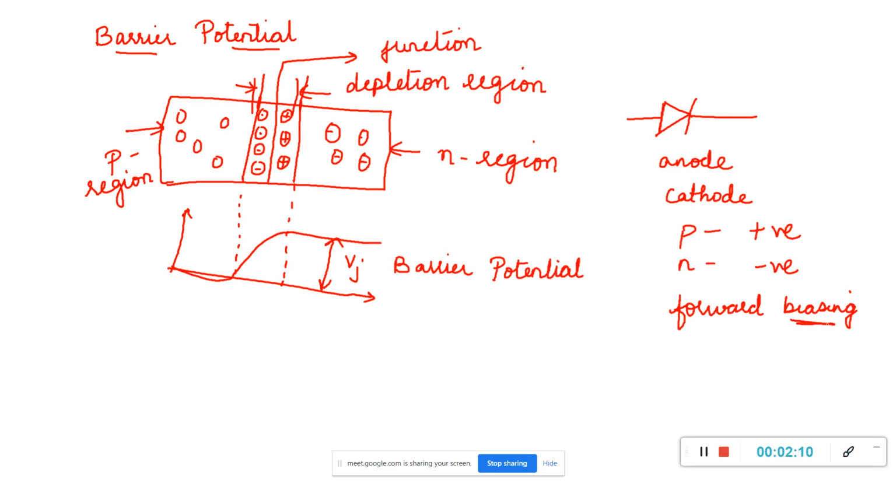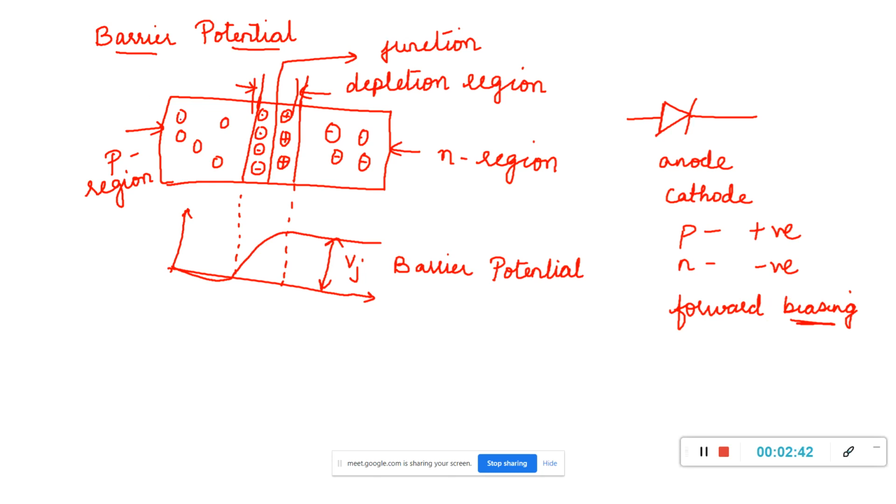So what do we mean by biasing? Biasing is nothing but applying an external DC voltage to any electronic device. We can forward bias the device or we can reverse bias the device. We have already studied forward biasing. Forward biasing is nothing but connecting the p-type to the positive terminal of the battery and the n-type to the negative terminal of the battery. So this is forward biasing, right?